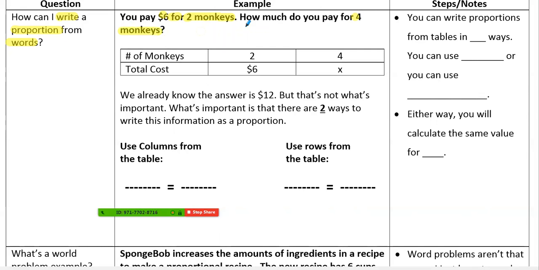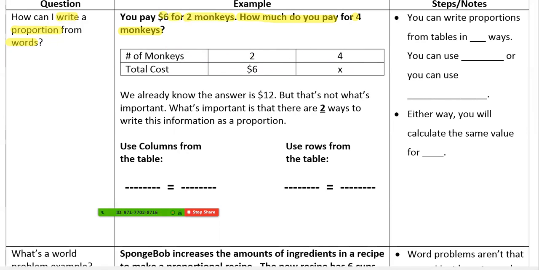Okay, a couple things that are going on here. How much do you pay? That means we don't know the cost, but we know the number of monkeys. So I'm going to organize this information into a table. There are 2 different measures going on, money and some number of monkeys. So number of monkeys, total cost. For 2 monkeys, I had to pay $6, or you had to pay $6 for an unknown amount of money, 4 monkeys, right? So do you see how total cost organizes all of our money, and the number of monkeys is just organized on this row?